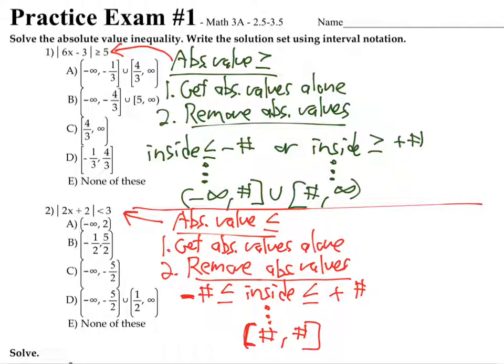Okay, so there's the instructions for those two different parts. Do you see right away how we can eliminate some of the answers? Like on number 1, it's absolute value greater. So you know the answer has to end up with infinities. Two different intervals with infinity, so it can't be C and it can't be D, huh? Do you see that right away?